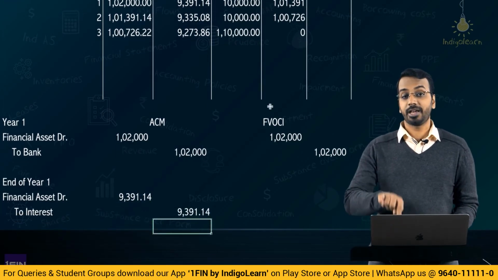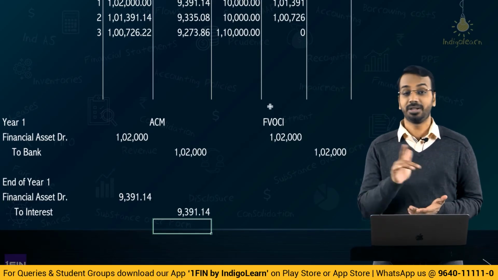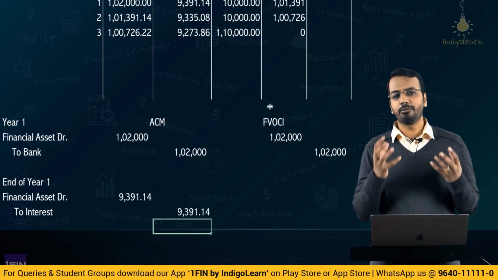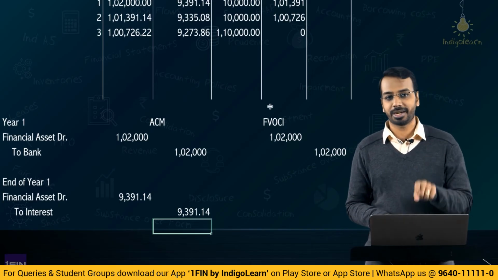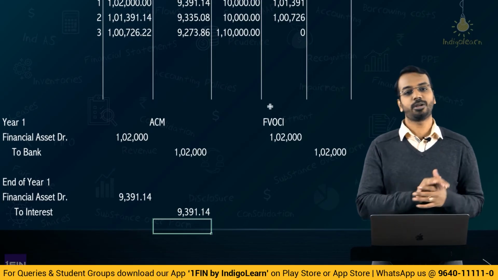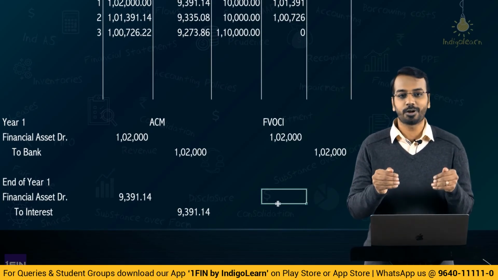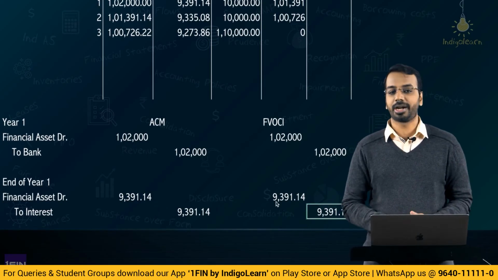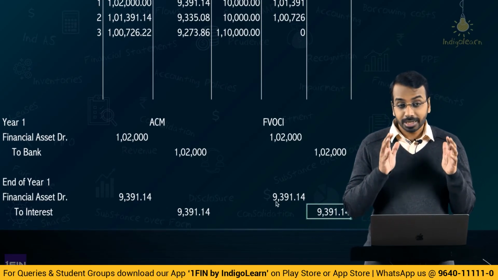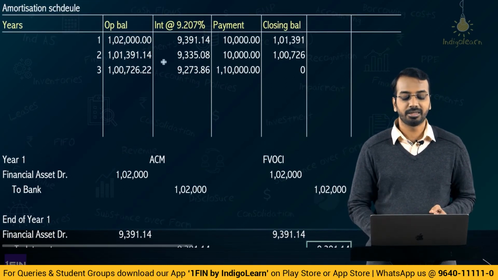Now, under FVOCI, fair value through other comprehensive income, even here you will need to recognize the interest income. Sir, how will we recognize the interest income? You will apply the same method, which is the effective interest method or effective interest rate method, which you have used in this amortized cost method. So, here also you will recognize interest income in the same way you account for interest under ACM. So, here the interest income will be 9391 and here also the amount you will credit will be 9391, right. So, the interest accounting will be same under amortized cost method as well as FVOCI method. You will need to prepare the same table.